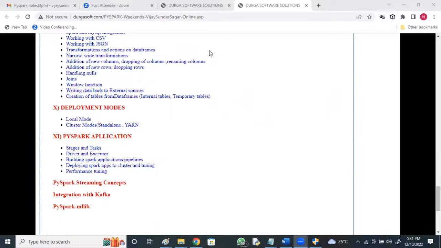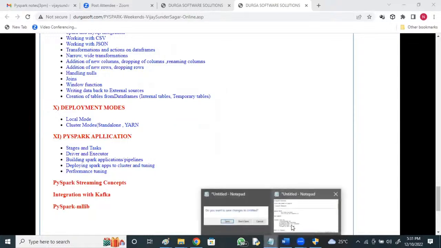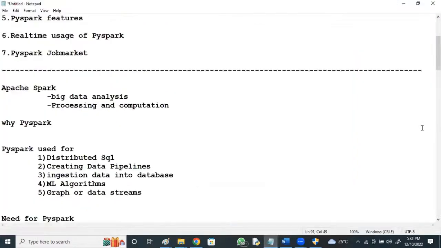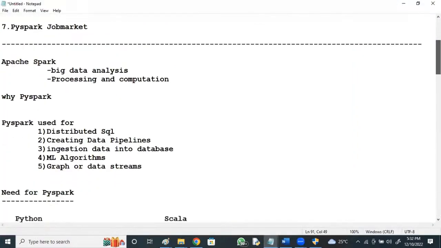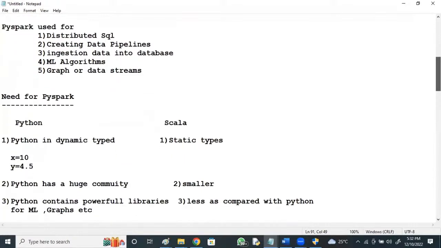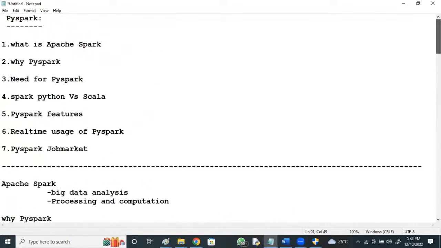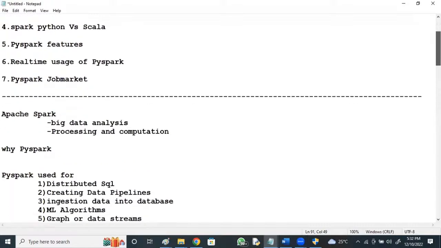Once you show me that notepad, sir. Which one? Notepad, sir. Yes, yes. One second. These things, notes or whatever it is, I'll be forwarding to you.